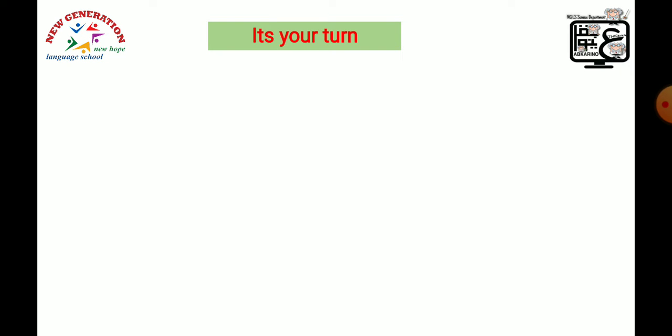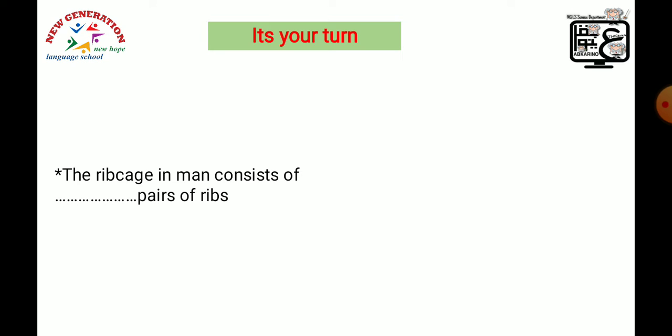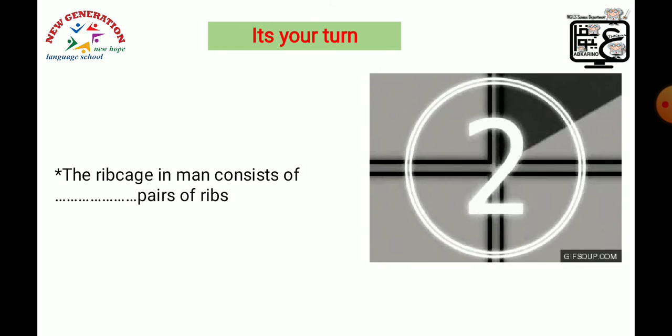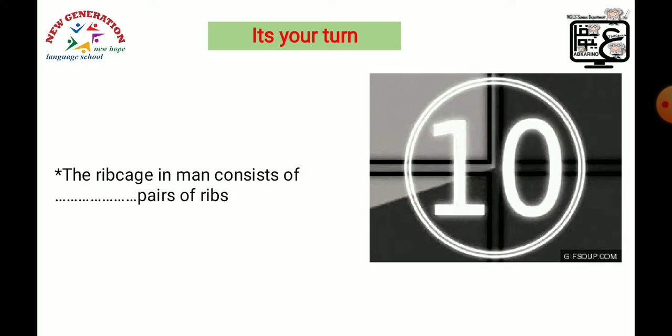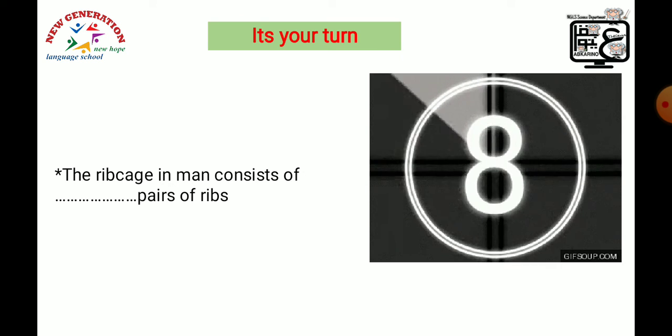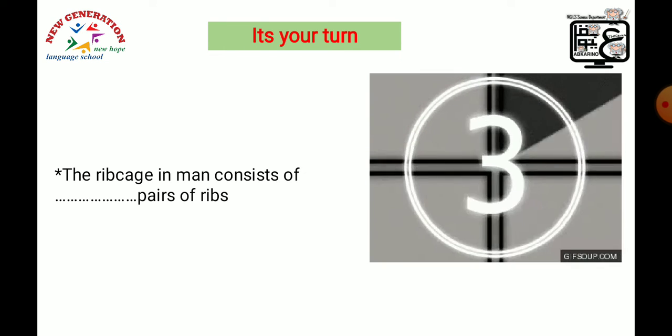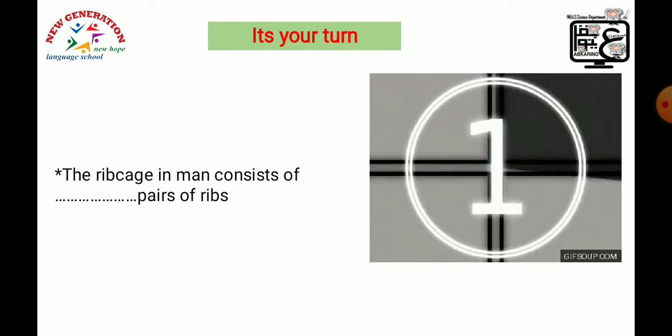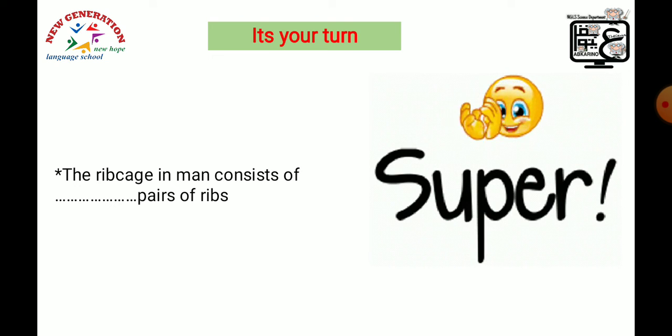And now it's your turn, Asil. We have here one question and 10 seconds to think. The rib cage mainly consists of pairs of ribs. Okay, and you have 10 seconds. 4, 3, 2, 1. Super, Asil. Clap your hands for Asil. You're amazing, Asil.